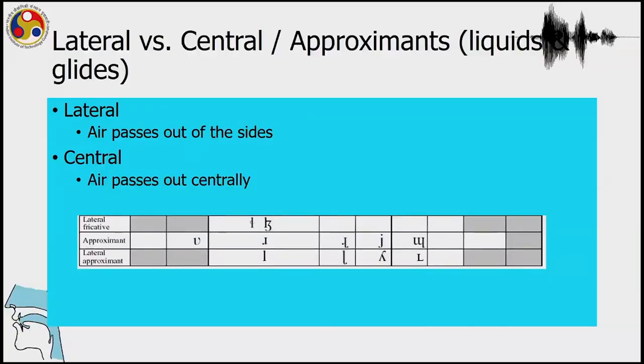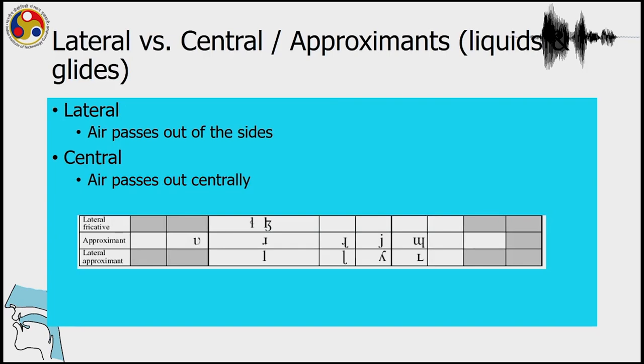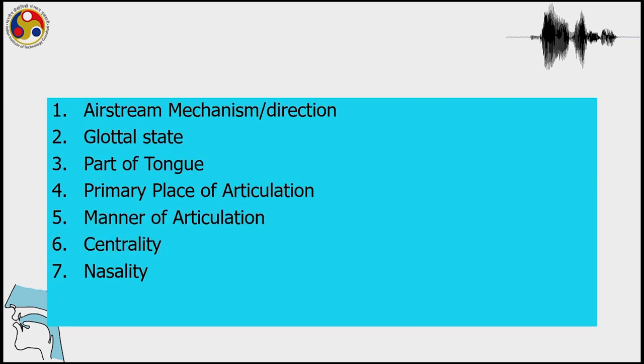So before we go on to other aspects of sound production, let us see a few other things like laterality versus centrality. A lateral sound is when air passes out through the sides. Central sounds are the ones where air passes out centrally. Now, talking about the various aspects of sound production, we just saw lateral versus central. There are other things as well.